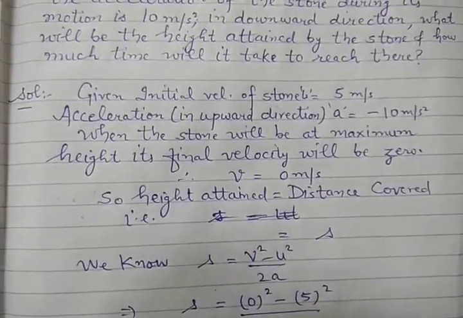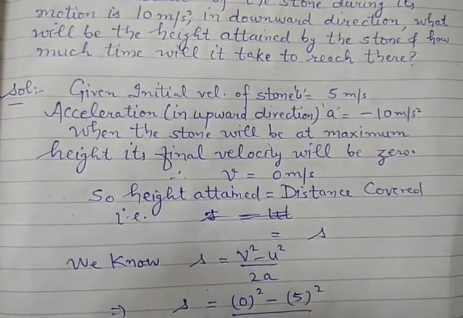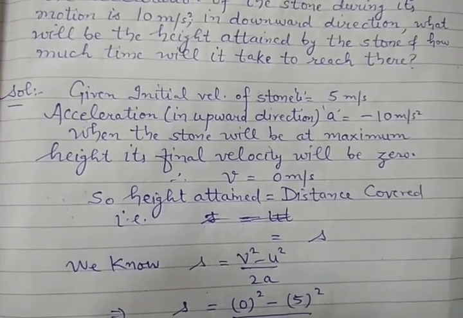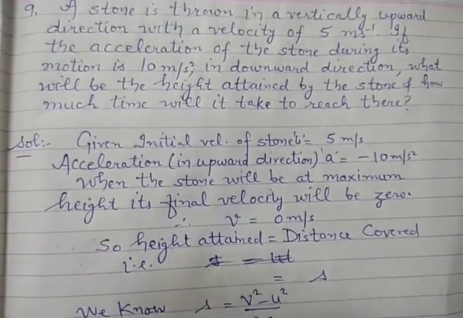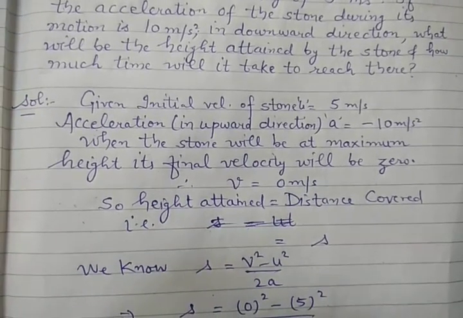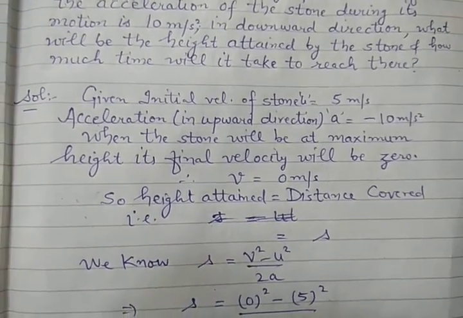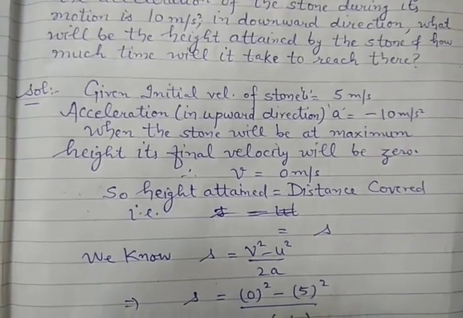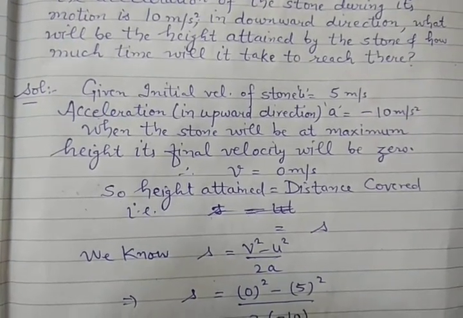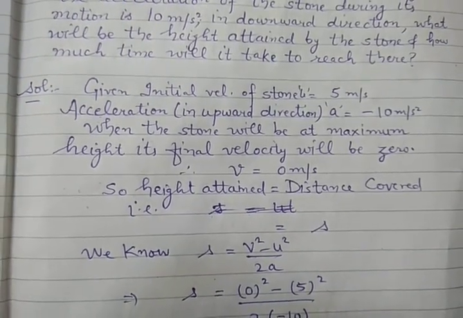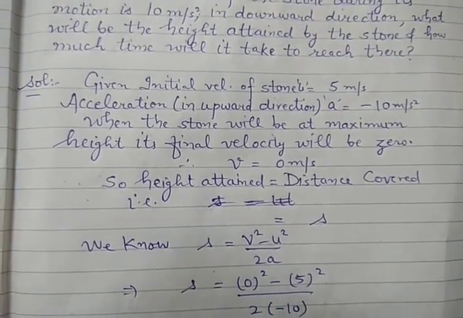So given initial velocity of stone with which it was thrown, this is 5 meter per second. Now acceleration in upward direction, this will be negative. Here they have given acceleration in downward direction. So when we have changed the direction, we have to change its sign also, because we know that it's a vector quantity. Clear? So vector quantity depends on direction, and if its direction is changed, you have to change its sign. This will be a is equal to minus 10 meter per second square.